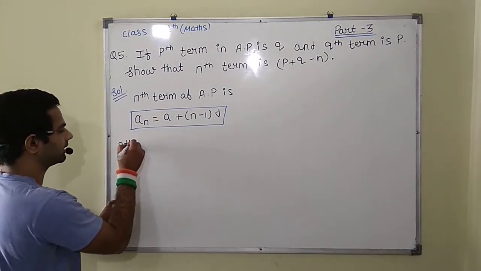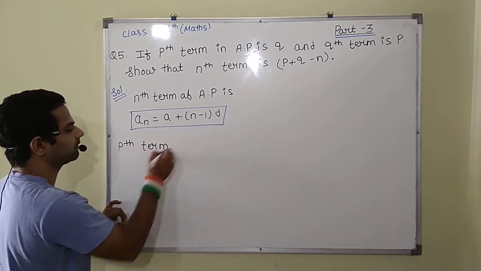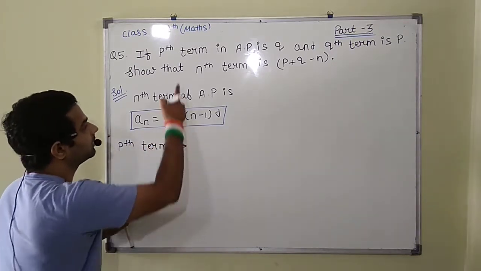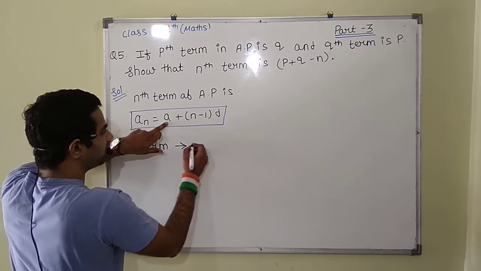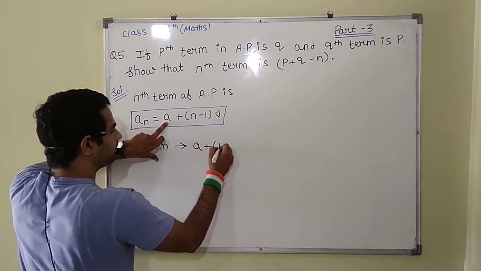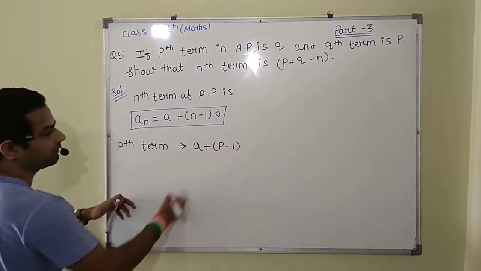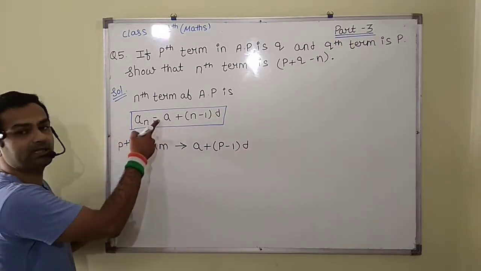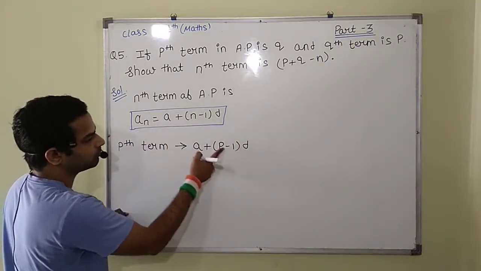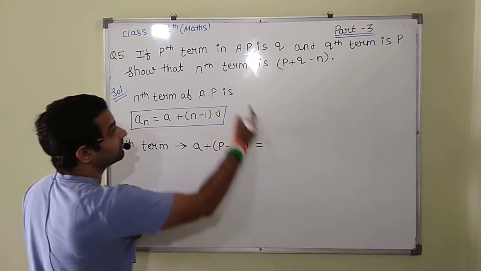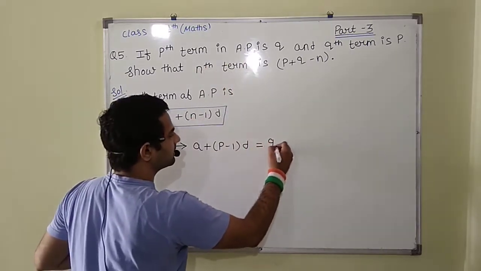Now the given term is the pth term. So what is the value of the pth term? Put p in the place of n, and we get the pth term. The formula for the pth term is a plus (p minus 1)d, and this term is given as q. The pth term is given as q.